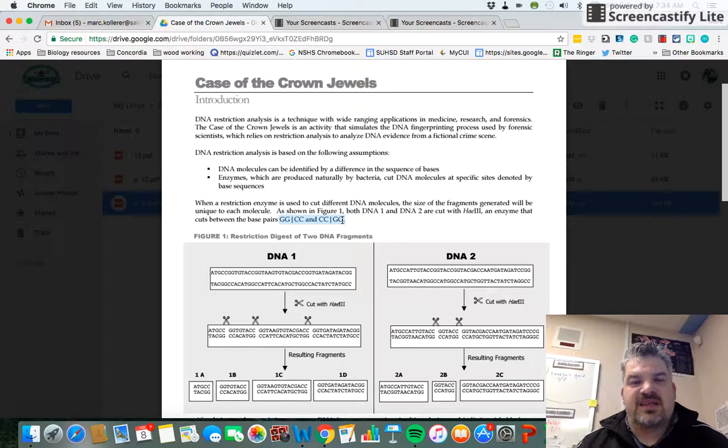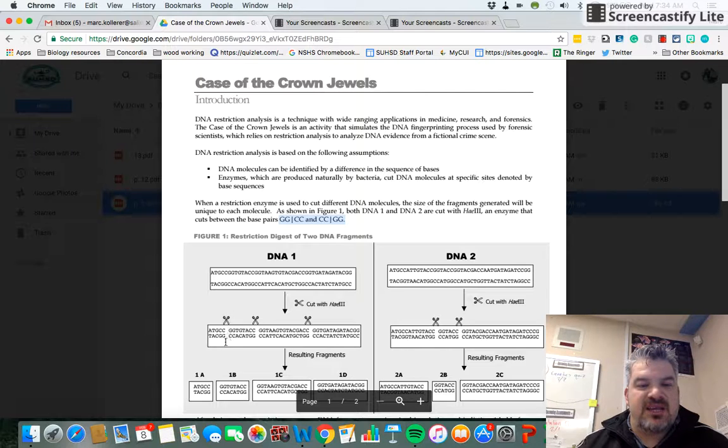And in this case, this is HAE3. This is the name of an enzyme, and this specific enzyme cuts every time it sees a CCGG. So here's DNA 1. This represents DNA from a person, and you can see that they have CCGG right here, and the scissors cut between the C and the G's, just one cut.